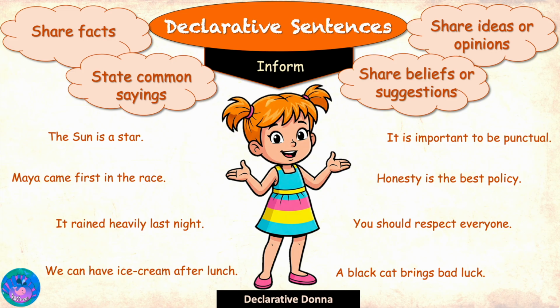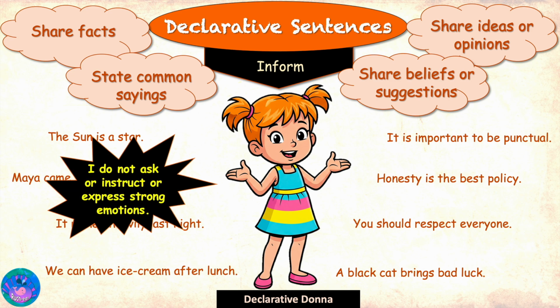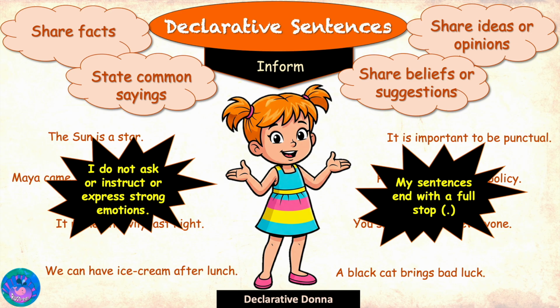A black cat brings bad luck. This sentence states a belief. So remember, I do not ask or instruct or express strong emotions. I simply say what I need to say. And also, my sentences end with a full stop or period sign.